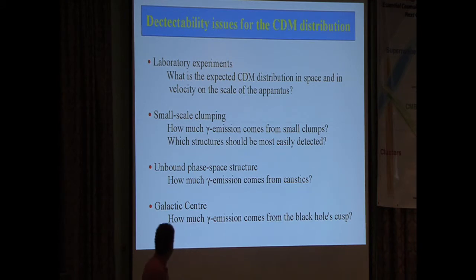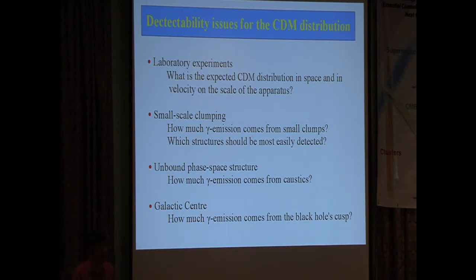So the issues for the various experiments: for the lab experiments, the direct detection experiments, we need to know the expected cold dark matter distribution in space and also in velocity, because we need to know the momentum distribution with which the particles are hitting the detector on the scale of the apparatus. Obviously the apparatus is on the Earth, which is moving around the sun, which is moving through the galaxy. So you actually need the distribution on a line as the apparatus carves through space.